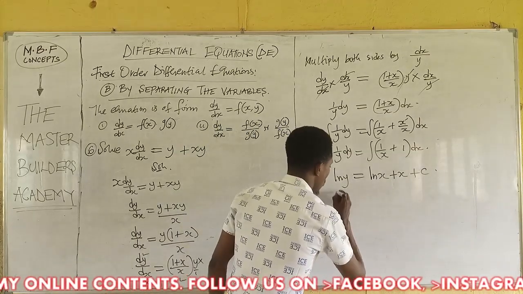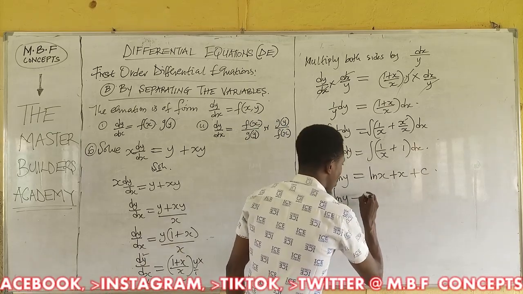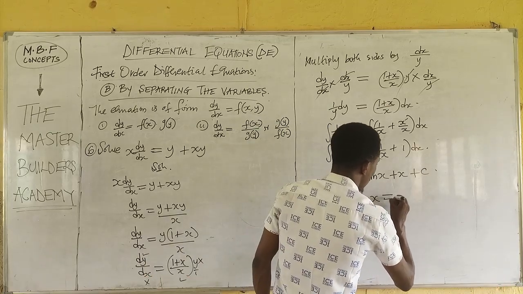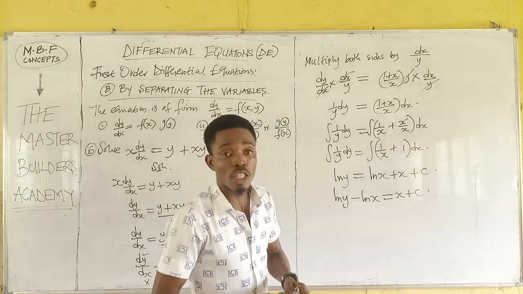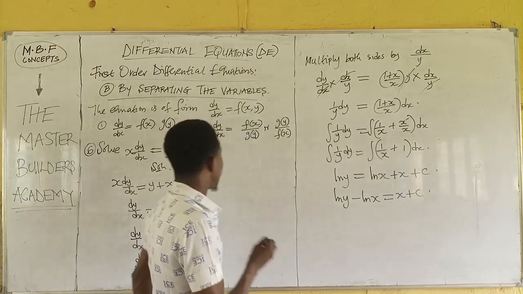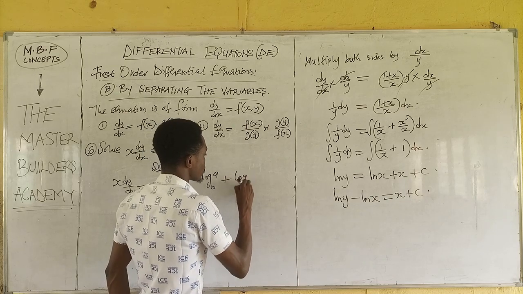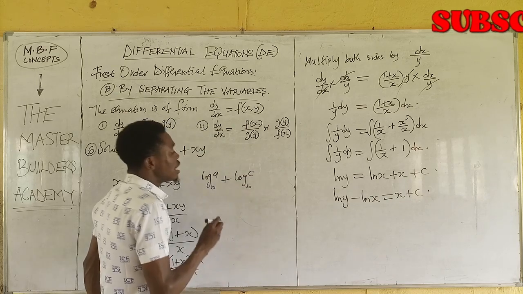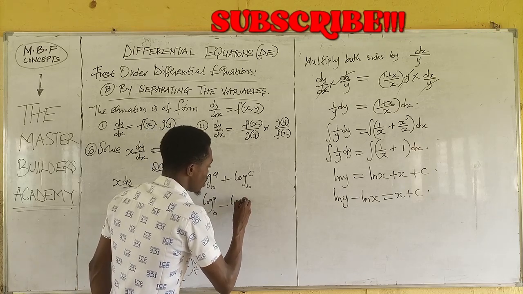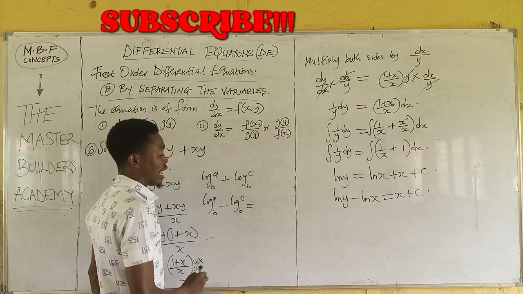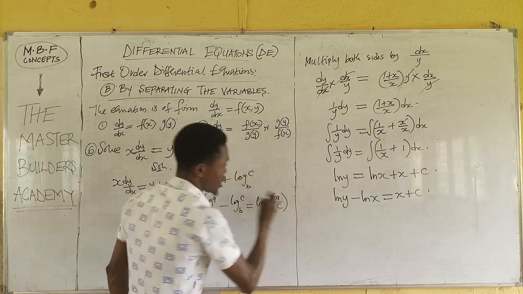And if I do that, I'm going to have ln y minus ln x. Now when ln x crosses the sign of the equality, we are going to have ln x is equal to x plus c. Now, ln y and ln x have something in common, and you remember in logarithm that if you have ln a base b plus ln c base b, and you also have ln a base b minus ln c base b, that this is equivalent to what? ln b into a over c.